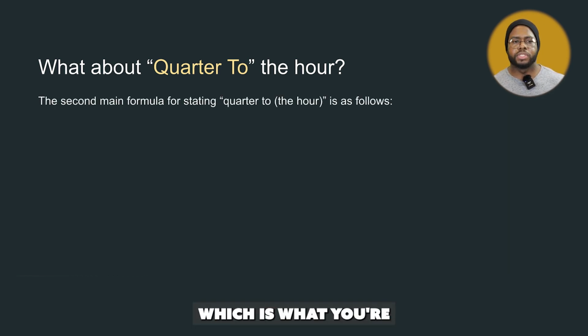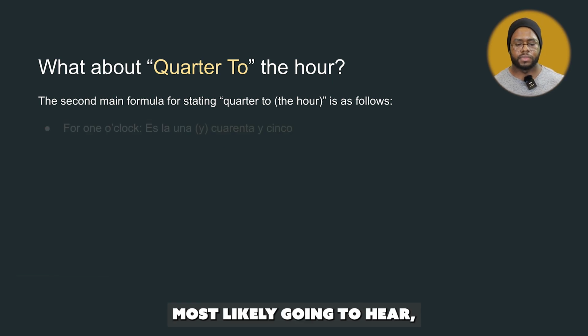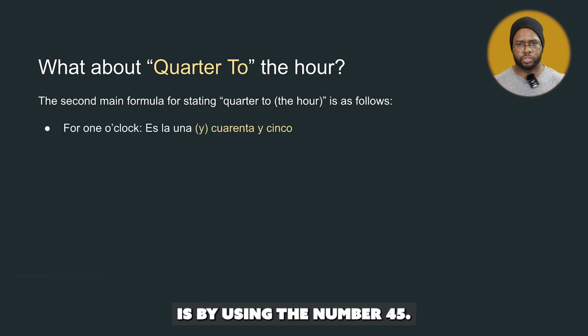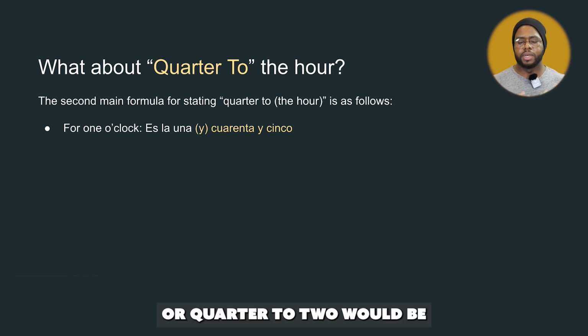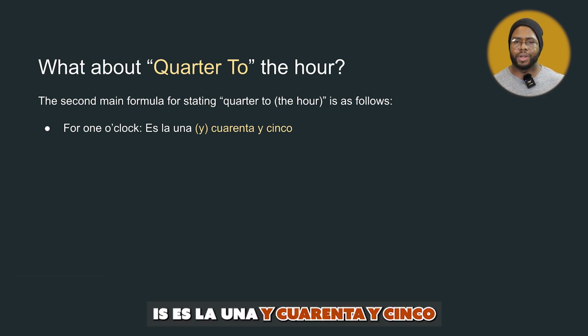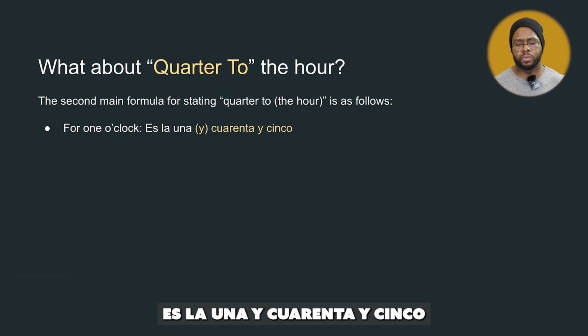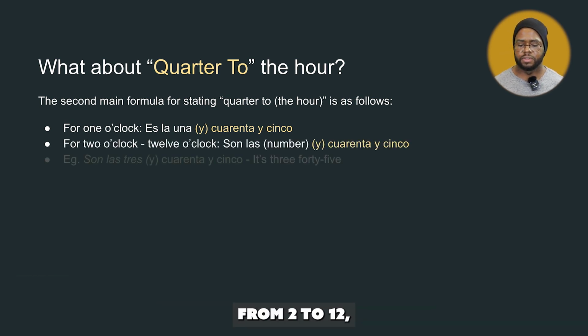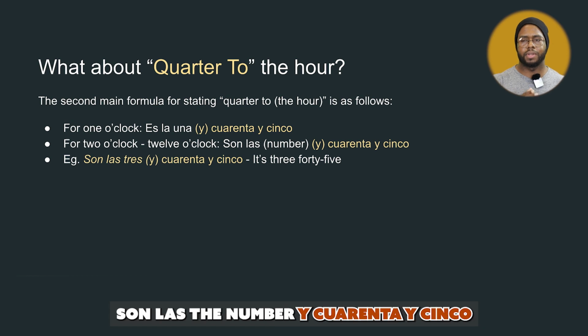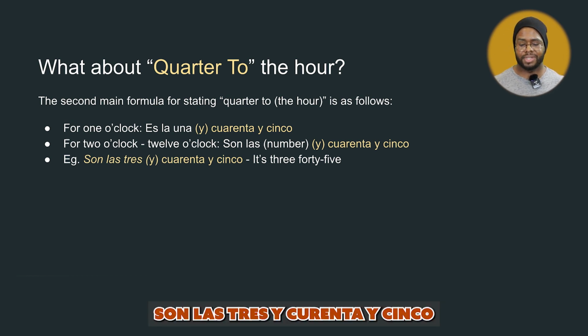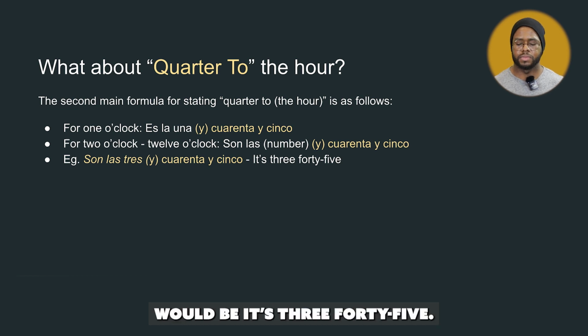The second one, which is what you're most likely gonna hear, is by using the number 45. So it's 1:45, or quarter to 2 would be es la 1:45. Es la 1:45. From 2 to 12, same thing, son las, the number, y 45. For example, son las 3:45, maybe it's 3:45.